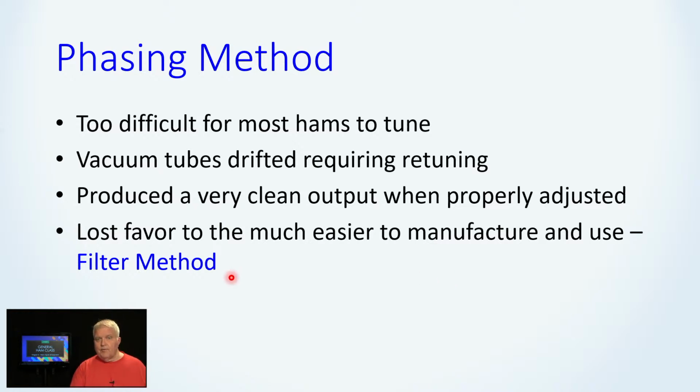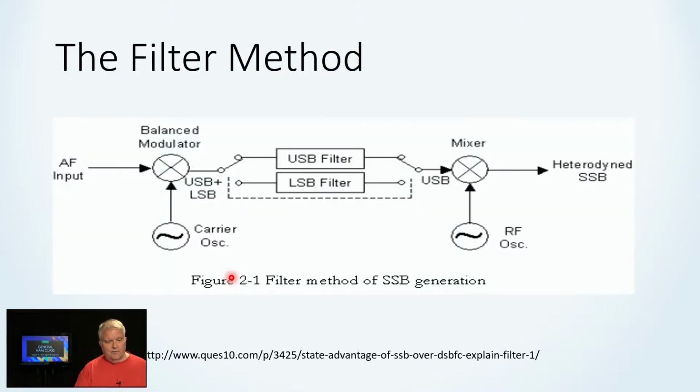And the filter method employs that balanced modulator that I told you about. You have your audio coming in to the balanced modulator. Remember, the balanced modulator does not generate a carrier, but it generates an upper sideband and a lower sideband. And you'd be able to build filters that would pass just one or the other. This is the filter method, and then that signal would be mixed in a mixer to go out to whatever frequency that you wanted it to go out to, possibly to be transmitted.